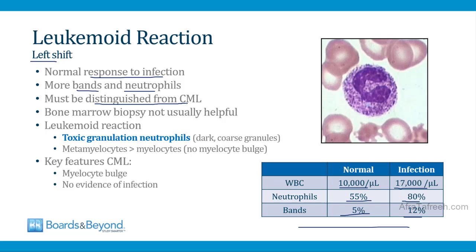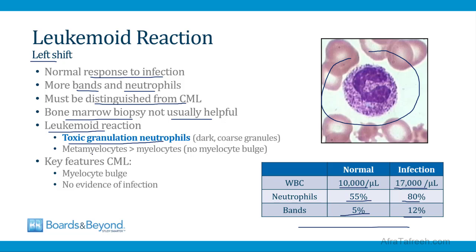The major item in the differential diagnosis for chronic myelogenous leukemia is a leukemoid reaction, in other words, a normal response to infection. You have to differentiate that from malignancy. In this setting, bone marrow biopsy is often not very helpful, and that's because in both a leukemoid reaction and CML, the bone marrow has similar findings. There are, however, other clues that you can use to try and distinguish a leukemoid reaction from CML. One is the presence of toxic granulation of neutrophils. This is a neutrophil on the screen here showing toxic granules. These are dark coarse granules, and this is a classic finding seen in the setting of a leukemoid reaction.